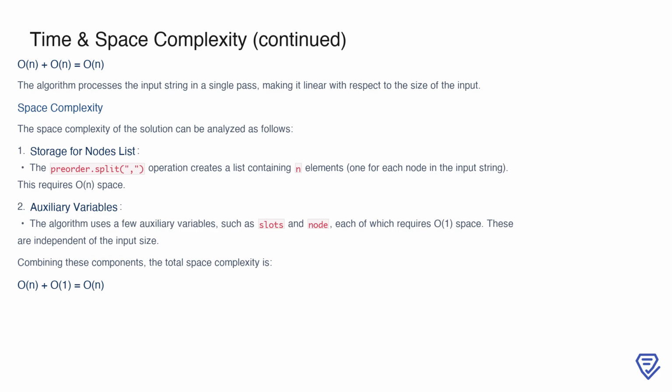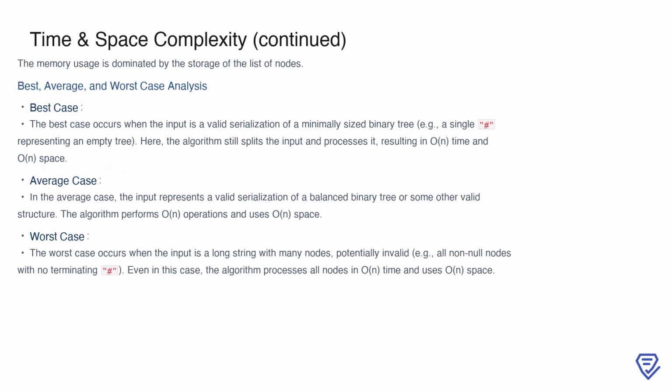Now, for the space complexity, the largest contributor is the storage required for the nodes list created by preorder.split. This list contains n elements, where n is the number of nodes in the input, and therefore requires O(n) space. Additionally, the algorithm uses a few auxiliary variables such as slots and node, which require constant space, or O(1). Combining these components, the total space complexity is O(n) plus O(1), which simplifies to O(n). The memory usage of this algorithm is primarily determined by the storage required for the list of nodes, which dominates the space complexity.